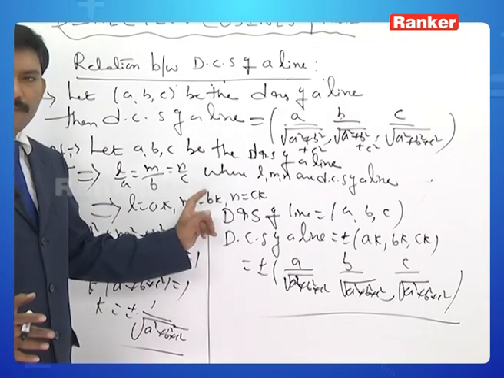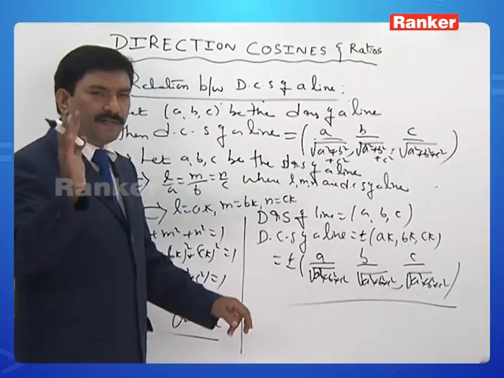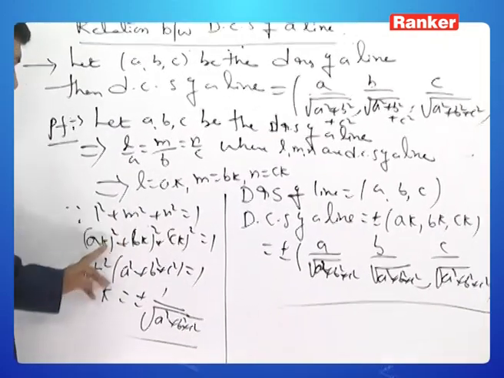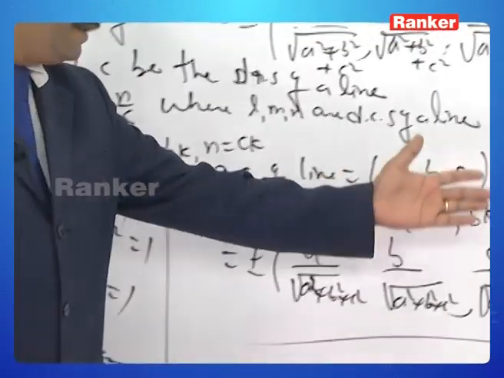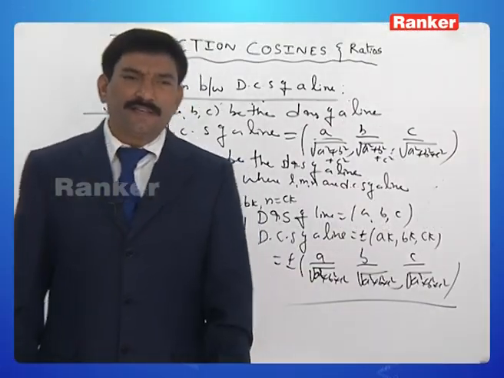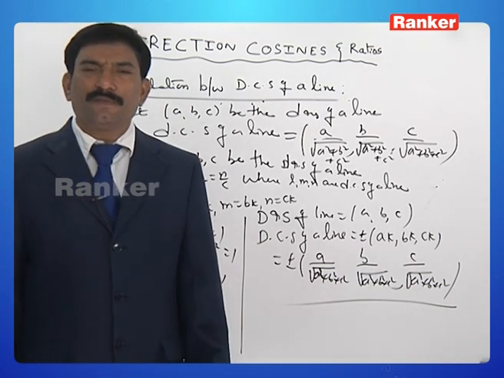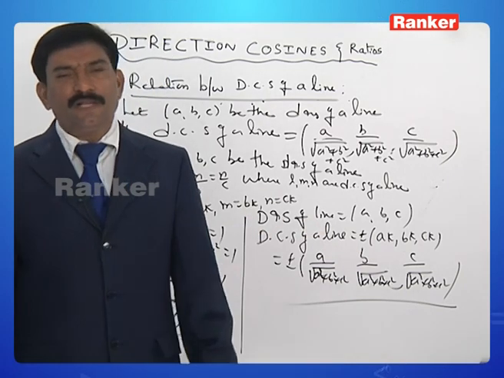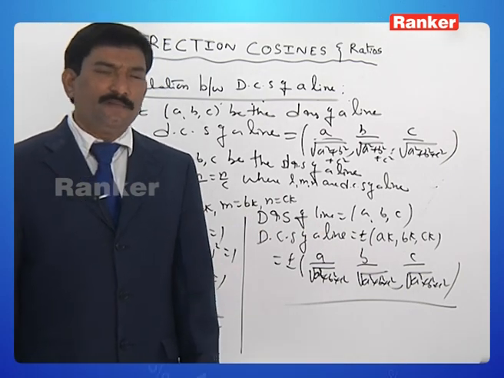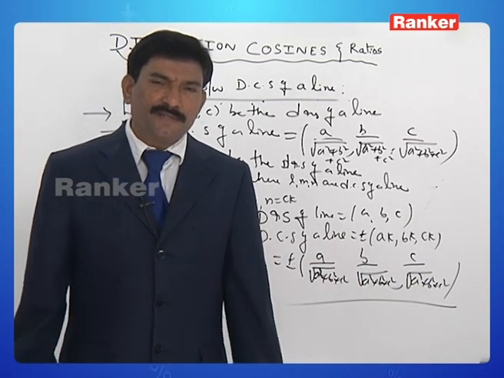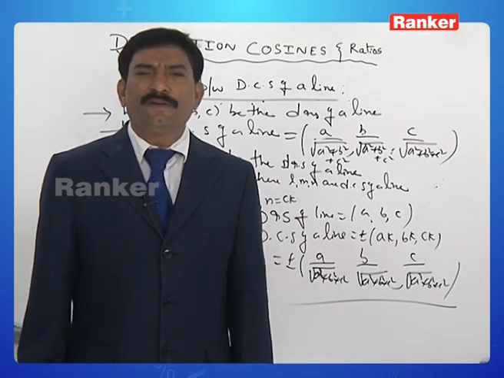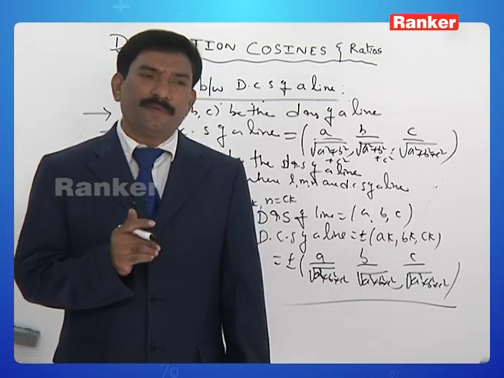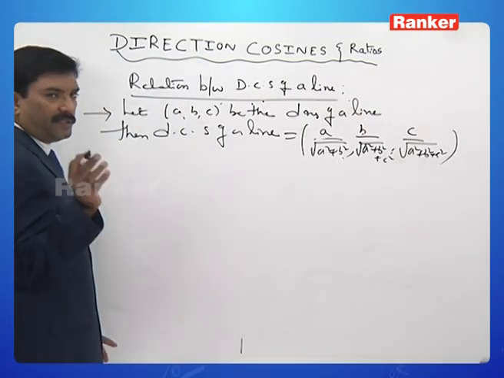Therefore, L is equal to AK, M is equal to BK, N is equal to CK, K is the constant of proportionality. Now, since L square plus M square plus N square is equal to 1, so now substitute this. Now, therefore, DCs of a line are given to be AK, BK, CK. K is what? 1 by square root of A square plus B square plus C square with plus or minus. We could get it that way. Plus indicates positive direction, minus indicates negative direction. Let us recall this concept, this definition, with one or two examples. Yes, let us recall the concept of this.